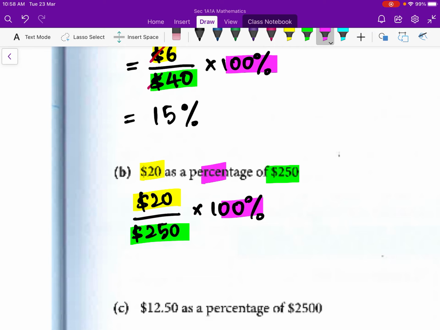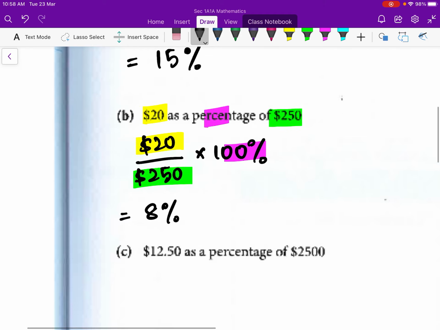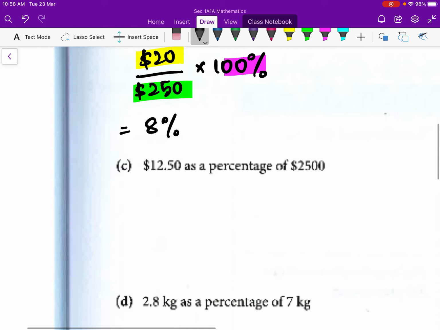Okay, so what do we have? 8%, huh? Okay, I trust you. I'm not going to calculate it myself. So 8%. Is it 8? Okay, thank you. So let's continue to the next one.